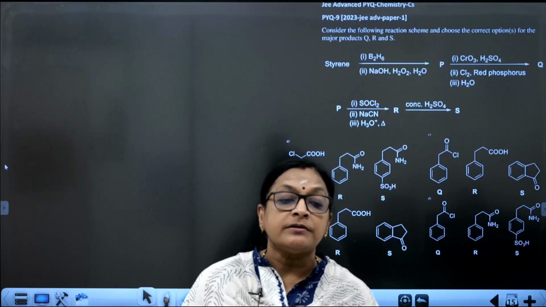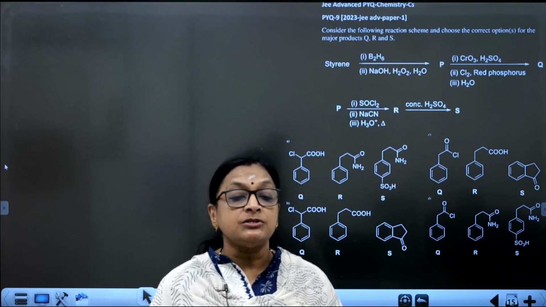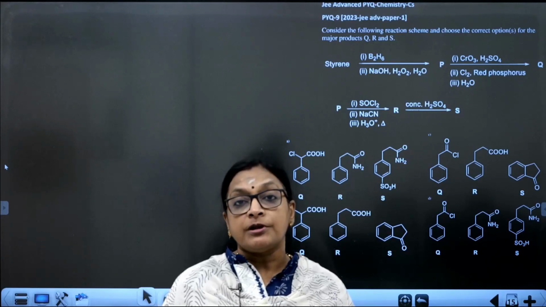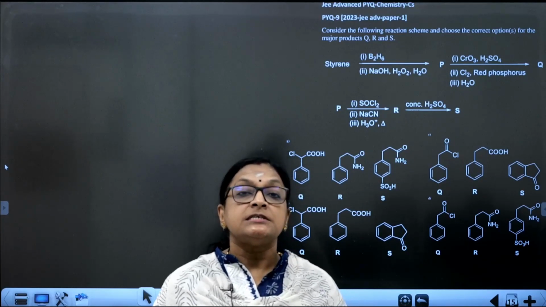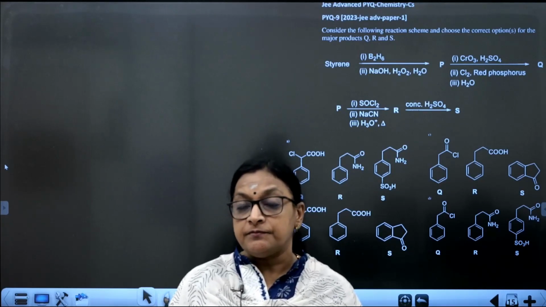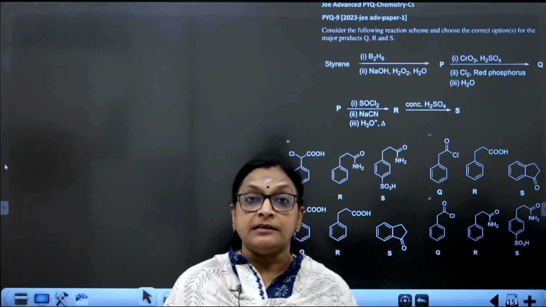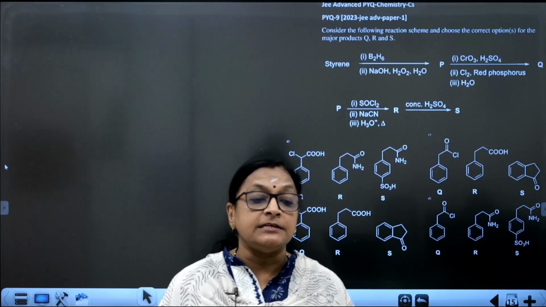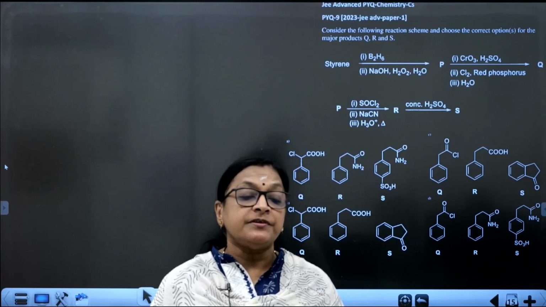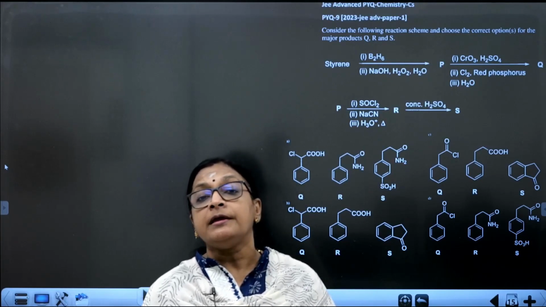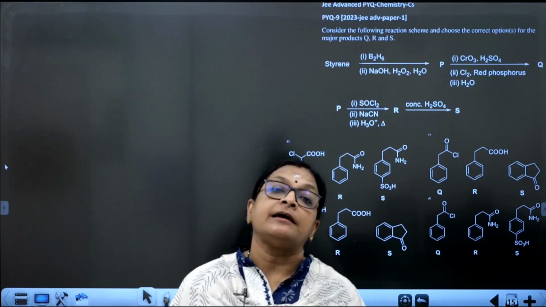Consider the following reaction scheme and choose the correct option for the major products Q, R and S. Styrene, we start with styrene. What is styrene? It is 1-phenylethene or phenylethene, styrene. Is treated with diborane followed by H2O2 in alkaline medium.